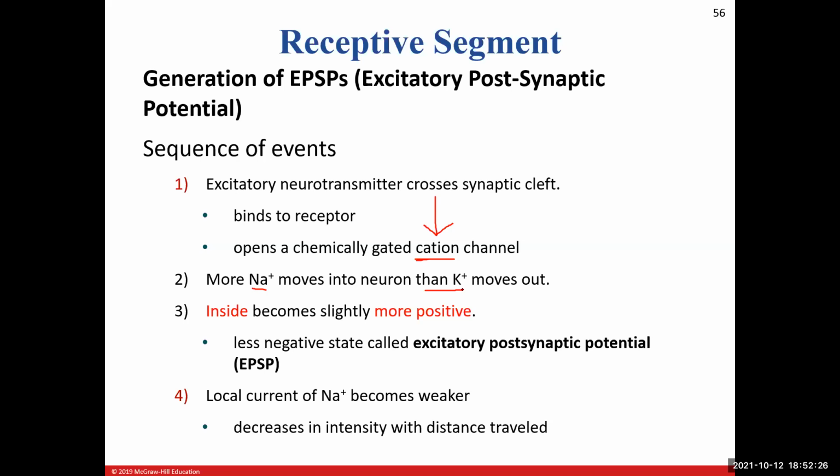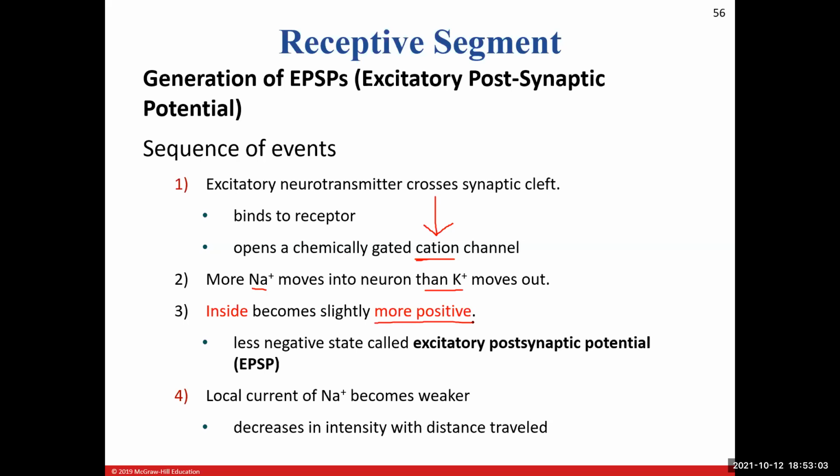Whereas with potassium, it's like, I'm leaving this cell, because there's less potassium outside the cell. As it's trying to move out of the cell, the negative charge inside the cell from the proteins and the phosphates is pulling on the potassium. Wait a minute, bud, slow down, don't leave, you're attracted to me. So that makes it a little bit more difficult for potassium to leave the cell. But like I said, way more sodium moves in. So the inside of the cell becomes more positive.